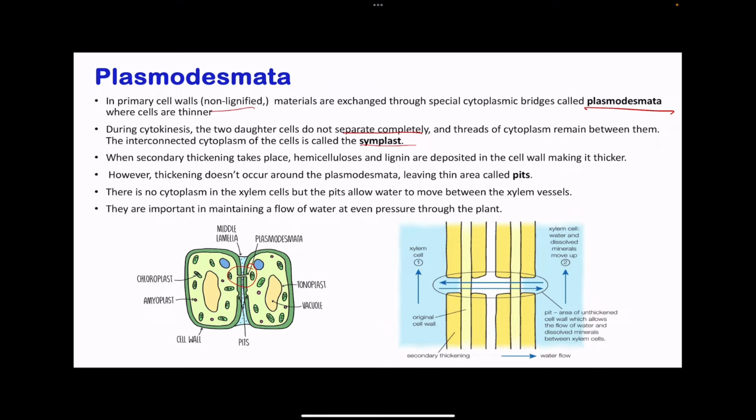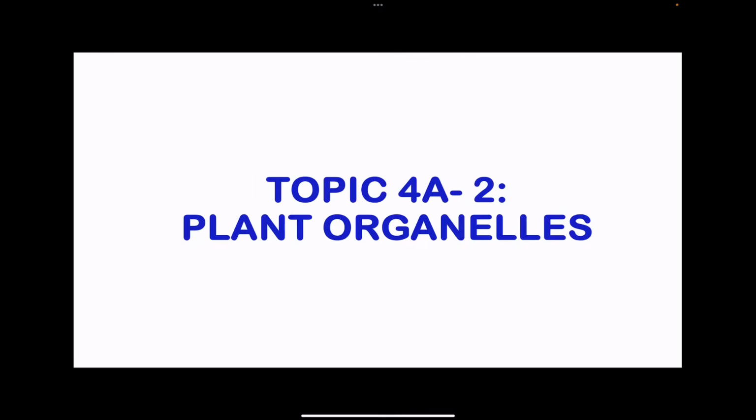When secondary thickening occurs, the hemicelluloses and lignin are deposited in the cell wall, making it harder. However, this is not going to occur in the regions of the plasmodesmata, and therefore the pits are going to remain. These pits allow for water movement between cells, especially within the xylem. They're important in maintaining a flow of water at even pressure throughout the plant. Moving on to topic 4A2, plant organelles.